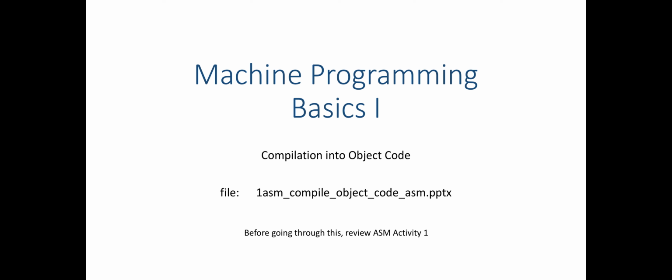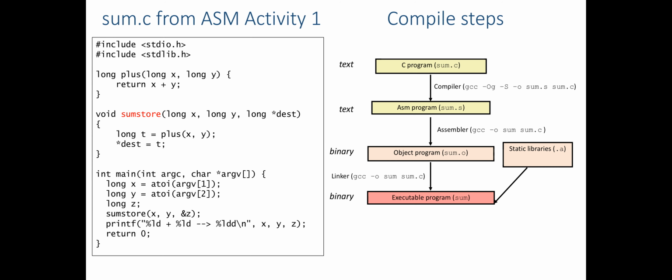Hello. In this presentation, I'm going to go over some basic information about how C code is compiled into what we call object code or instructions. It might be a good idea for you to review the first ASM activity that we did earlier before break. Okay, so here's that code from that activity that was in a file called sum.c.